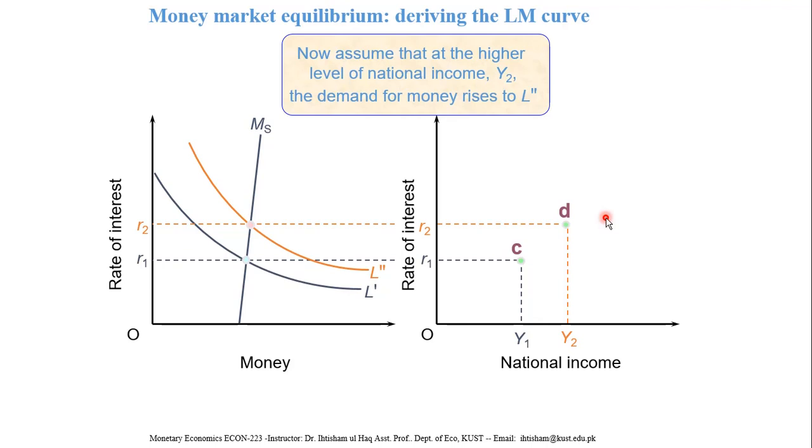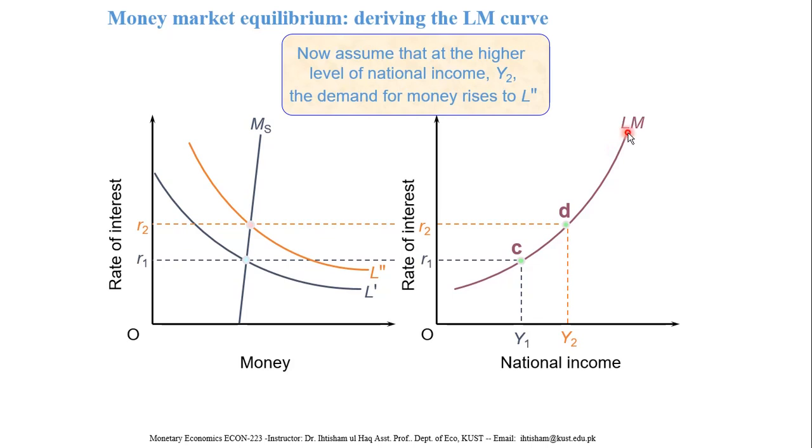Now when we combine points C and D, we get the LM curve. So the LM curve can be defined as a curve showing different combinations of the rate of interest and the level of national income at which the demand for money and the supply of money are equal.